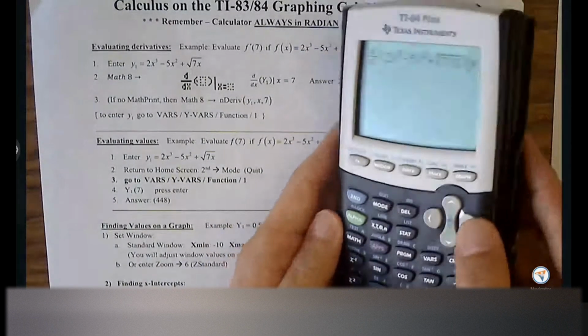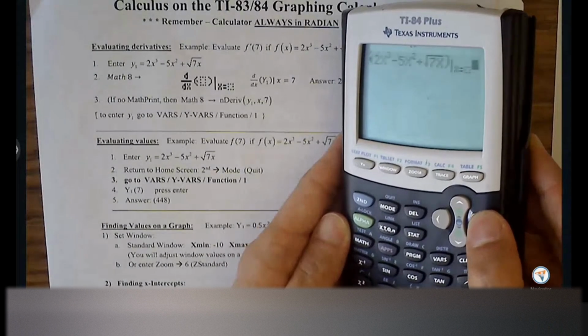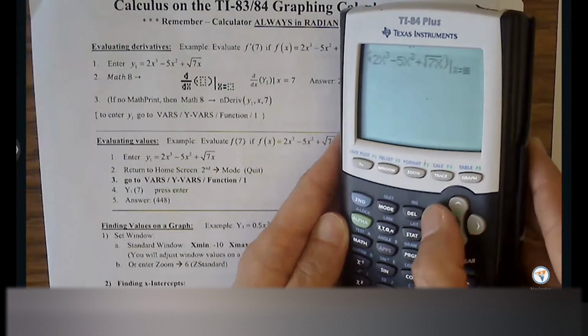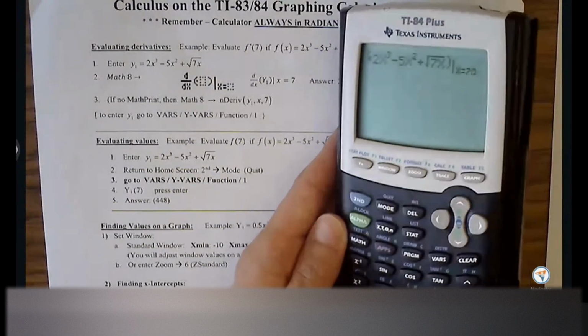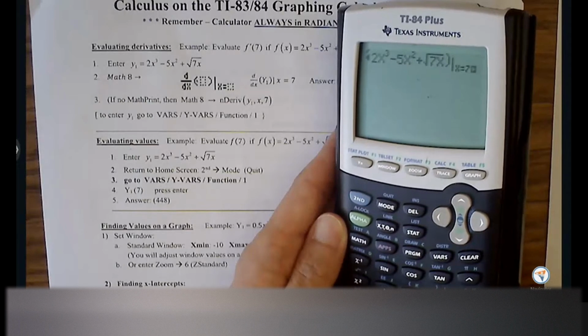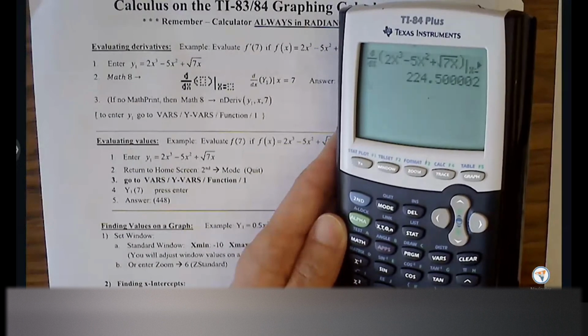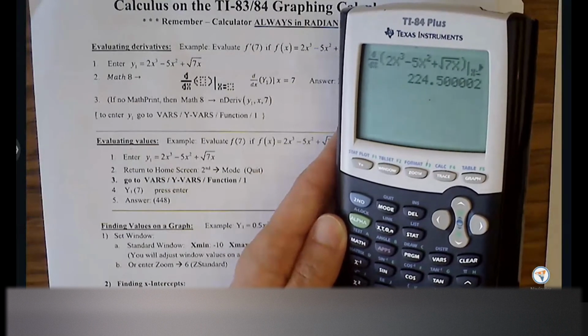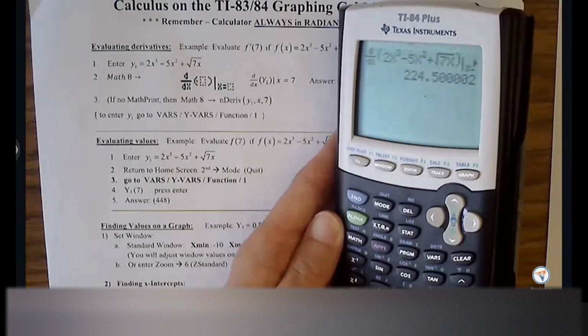Okay, but then when you scroll to the right, there's still that space there. So we need to fill in that empty space with 7 because we're asking the calculator to find the slope of this graph at 7. What we're going to get back in return is a number, and that number translates to the slope of this function, 224. So it's going to be a very, very steep slope. We can skip a lot of the steps. That's something I want us to be aware of.